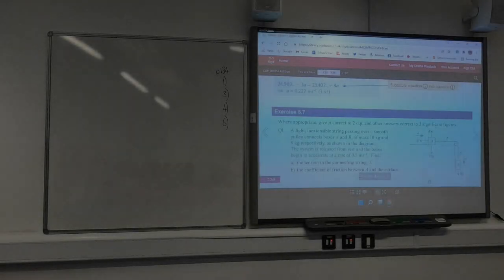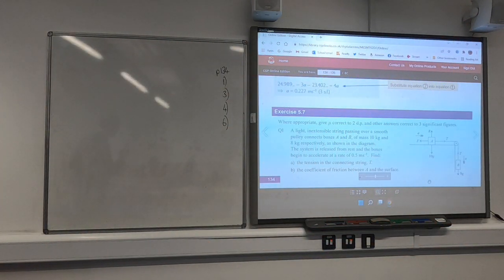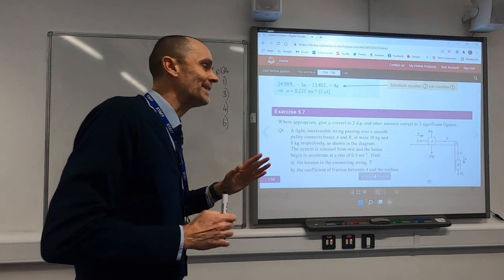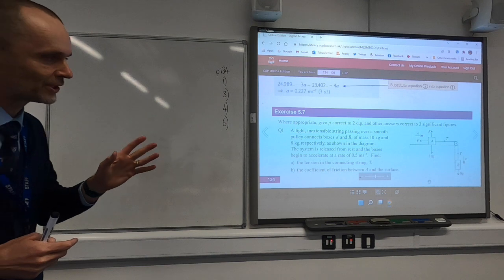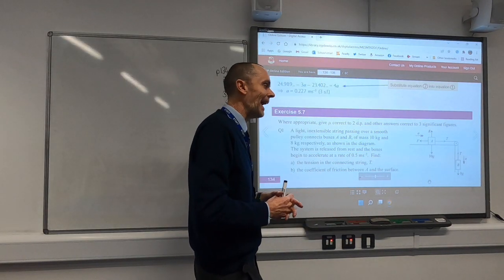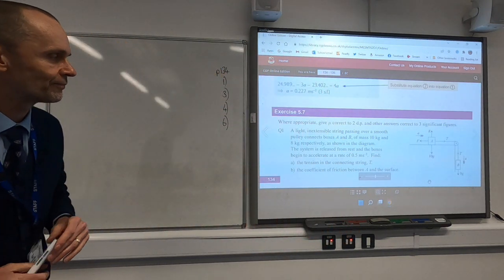So you may remember that these questions were a really nice mix of resolving either horizontally and vertically or parallel and perpendicular to the slope, and Suvat. And with these connected particle questions, we tend to deal with them as two separate entities, but they have some things in common. So in this question here, the tension in the string will be the same, and the acceleration that they're experiencing will be the same.